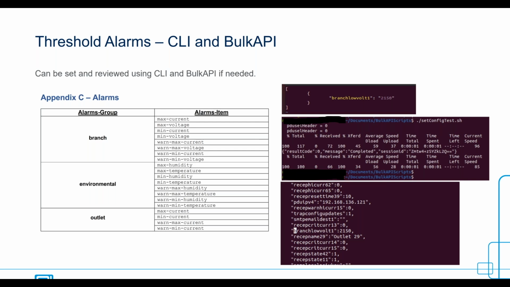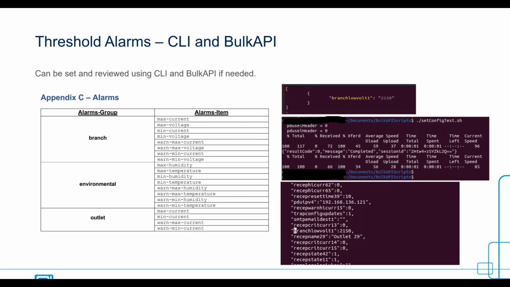For branch, we can set them up from a maximum to a minimum. We can set up warning alarms. For environmental, we can do from maximum to minimum. For humidity and temperature, we can also add those warning thresholds. And then for outlets, as we mentioned before, you can also add maximum, minimum, and a warning for a specific range of values.